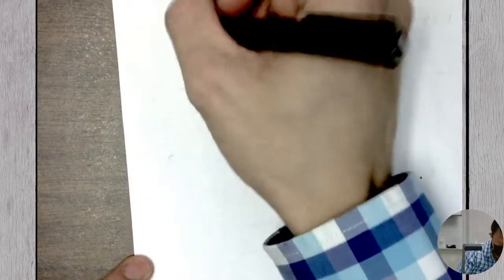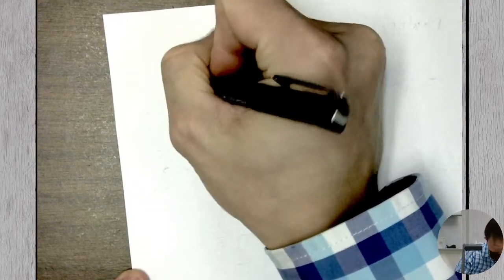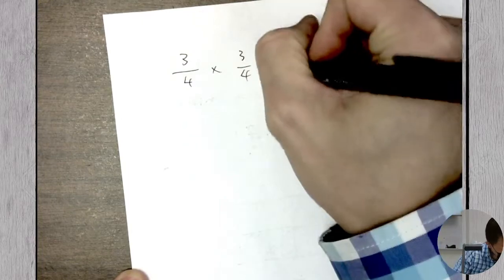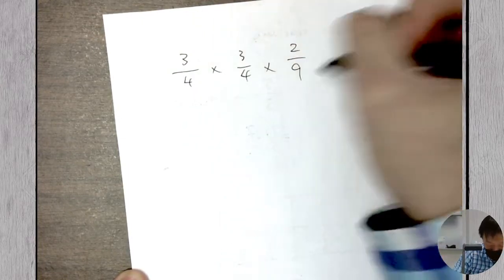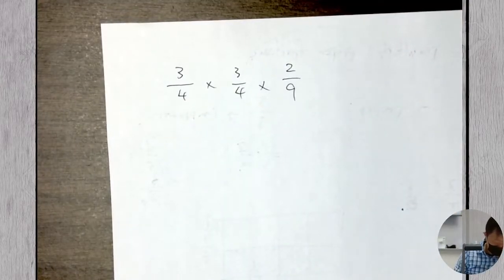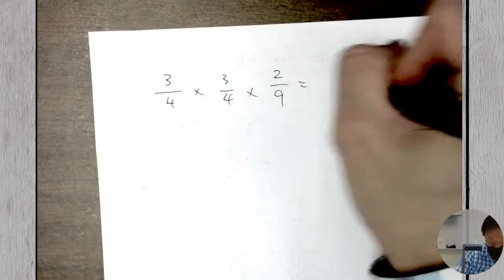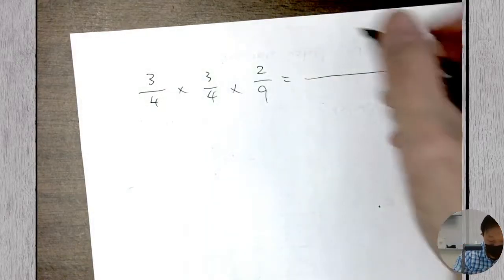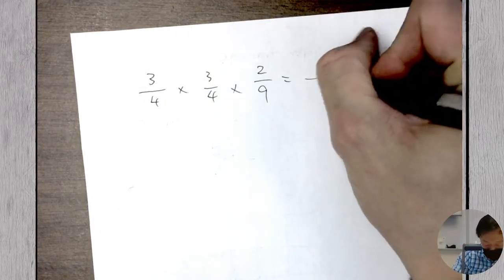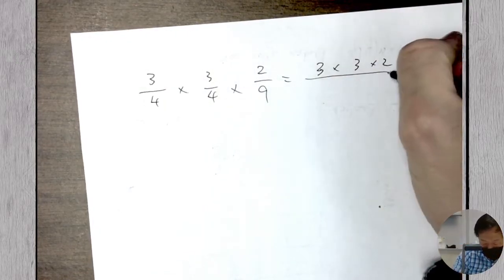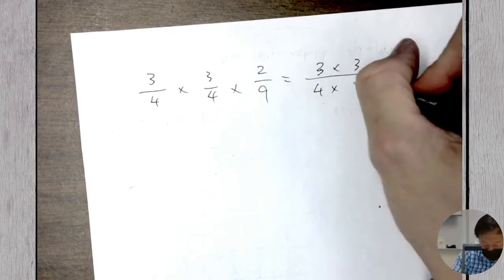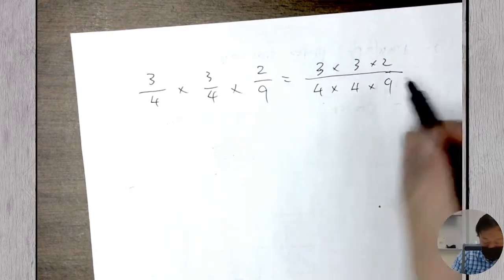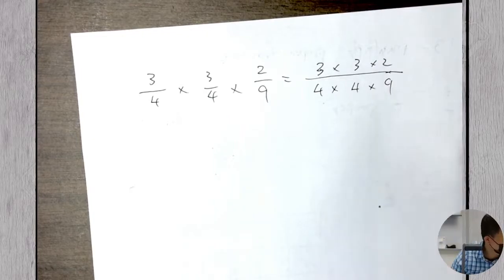What if you have 3 numbers multiplied together? It's the same thing. 3 over 4 times 3 over 4 times 2 over 9. In this case, I could go ahead and multiply all of the numbers out, but I'm not going to do that. I'm just going to write 3 times 3 times 2 over 4 times 4 times 9. Please do this as well. Don't be in a hurry to find out what they are, because we need to reduce them.